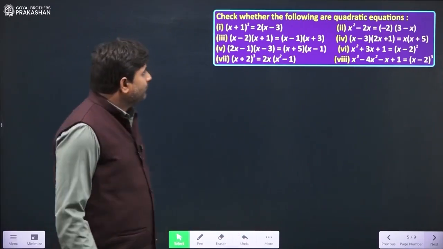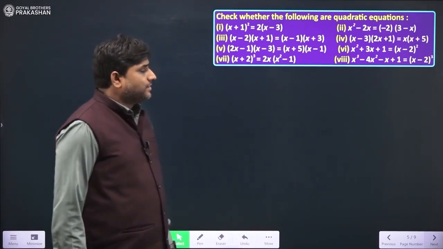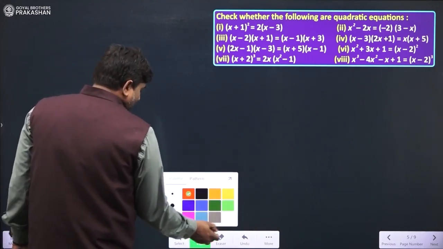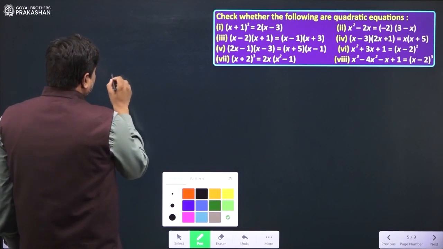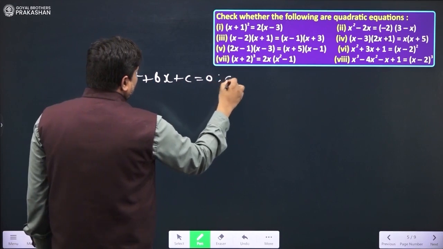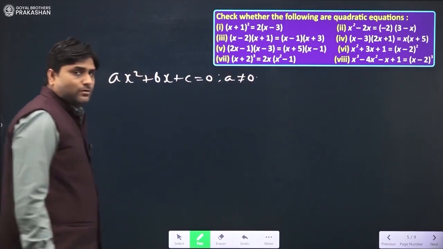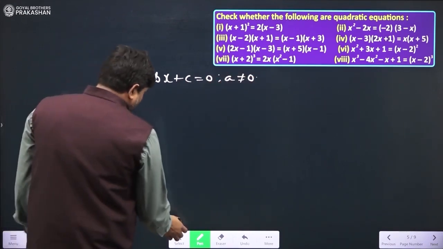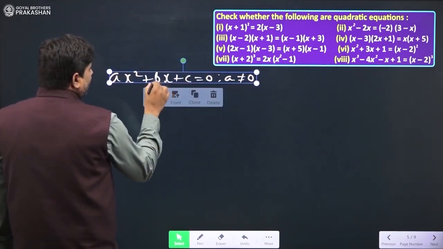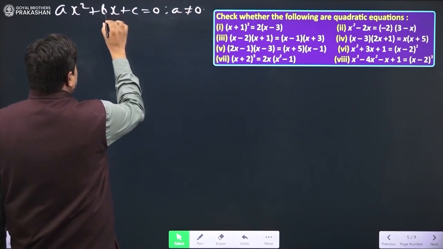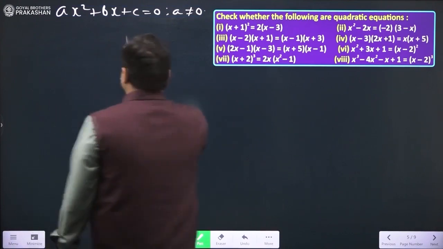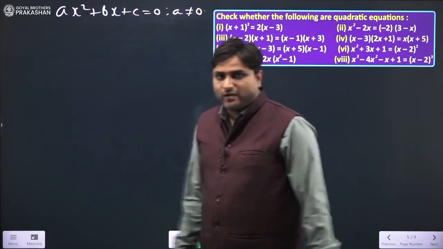So the question is, check whether the following are quadratic equations or not. So what is the basic concept? We know that if an equation is in the form of ax square plus bx plus c equal to 0, where a is not equal to 0, then only it is a quadratic equation. So for each part we have to simplify the given equations, and if they are in the form of ax square plus bx plus c equal to 0, then only they are quadratic equations.